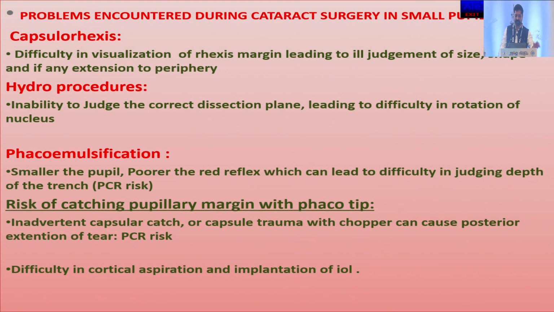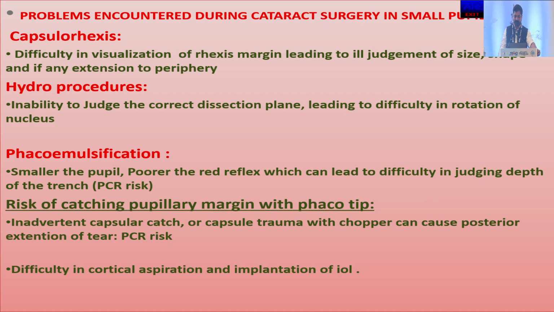The problems that I encountered during cataract surgery: first, during the capsulorhexis, there is difficulty in visualization of the rhexis margin, leading to ill judgment of size, shape, and any extension to the periphery. In hydro procedures, inability to judge the correct dissection plane leads to difficulty in rotation of the nucleus. During phacoemulsification, the smaller the pupil, the poorer the red reflex, which can lead to difficulty in judging the depth and strength that may lead to PCR.